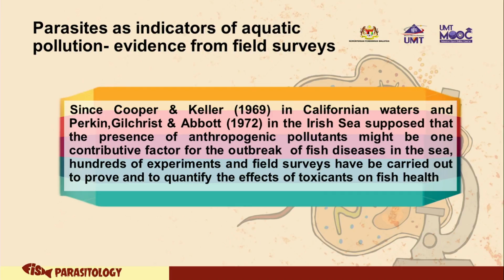And we find that Perkins, Gilchrist and Abbott in 1972 also carried out studies in the Irish Sea and supposed that the presence of anthropogenic pollutants might be one of the contributive factors for the outbreak of fish diseases in the sea. They carried out hundreds of experiments and field surveys to prove and to quantify the effects of toxicants on fish health.